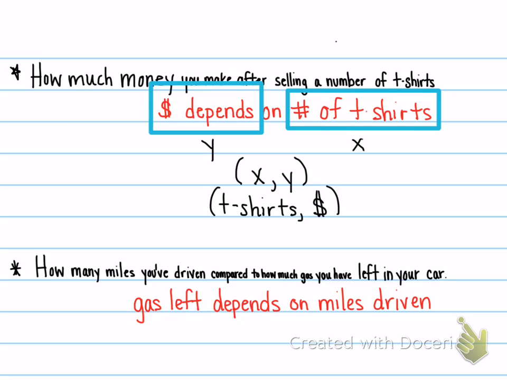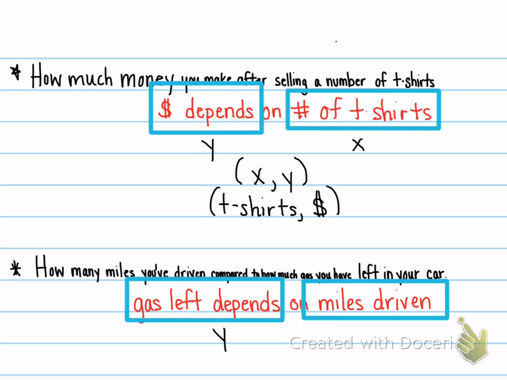So if that's the case, gas left is going to be your Y value, and how many miles you've driven is going to change. That is your X value. You're going to plug in how many miles you've driven, and that will give you how much gas you have left. So your X value will be number of miles. That's what it'll be for your first number. And your Y value will be how much gas you have left.